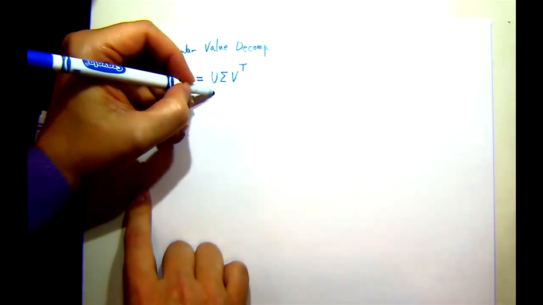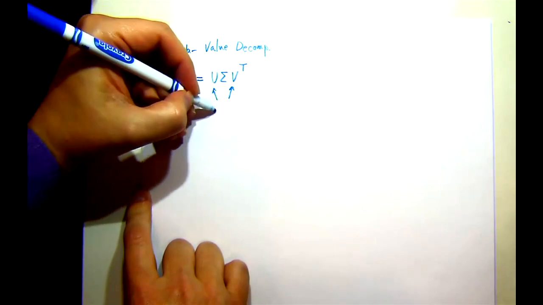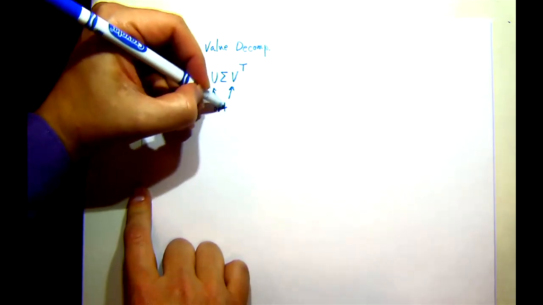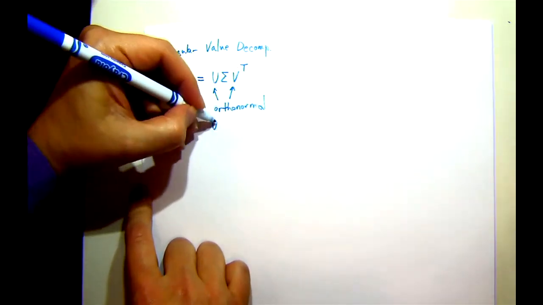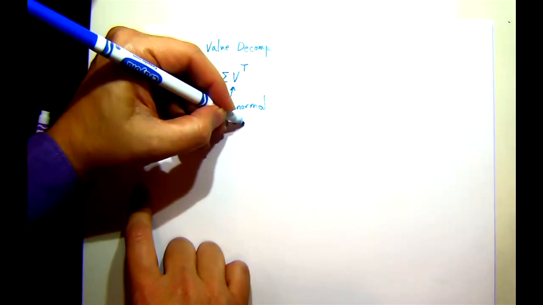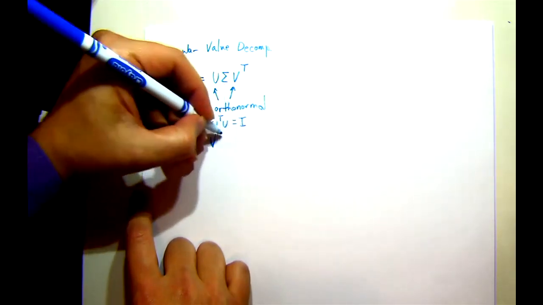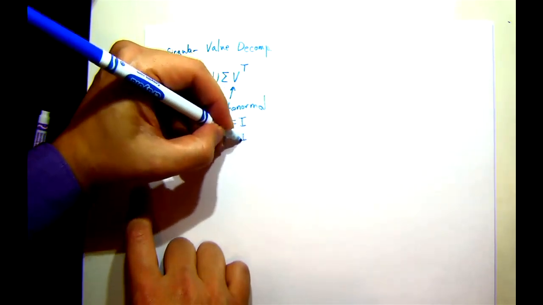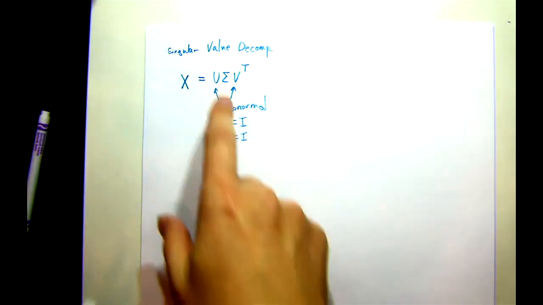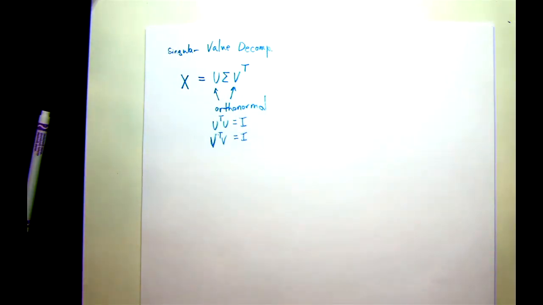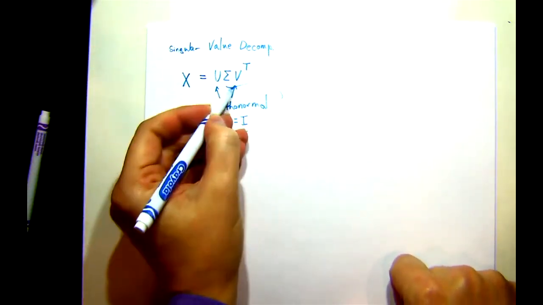Now, both of these are orthonormal, which, if you remember, just means U transpose U equals the identity, V transpose V equals the identity, and the inverses are equal to the transpose. All of the vectors in there are going to be orthogonal to each other. This is going to be diagonal.